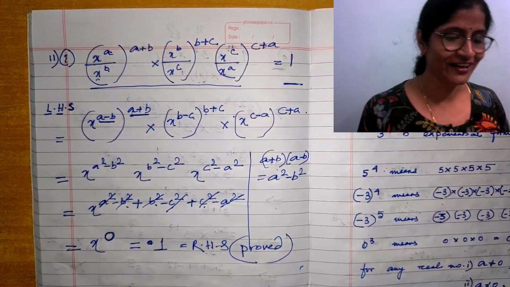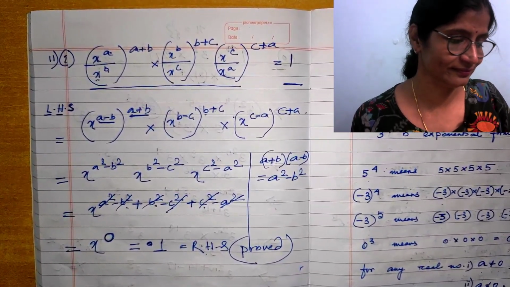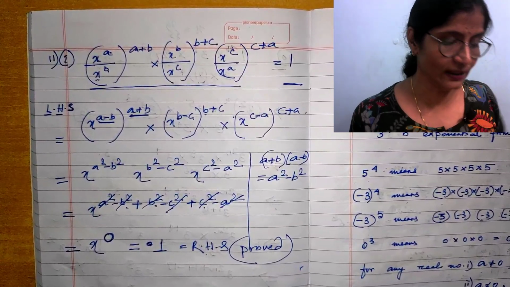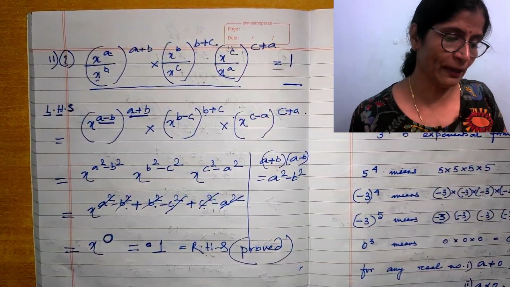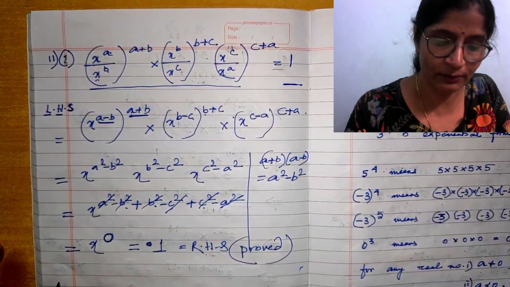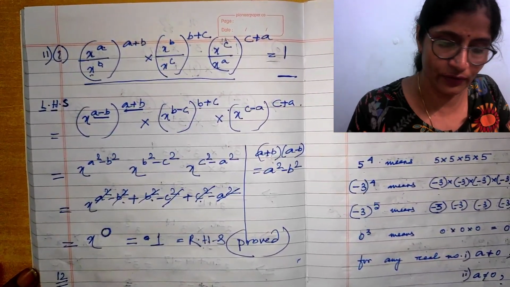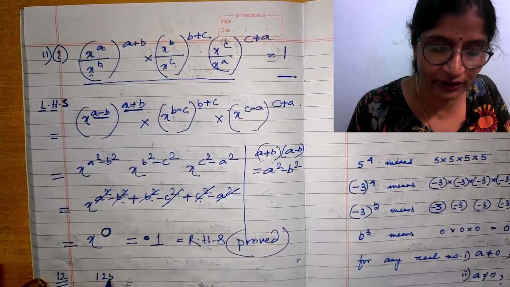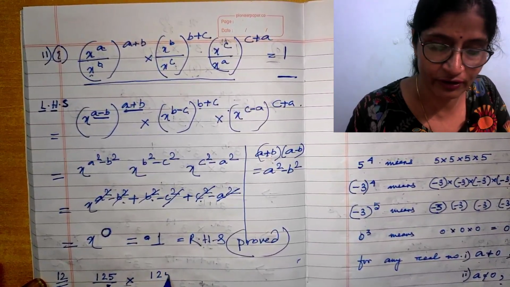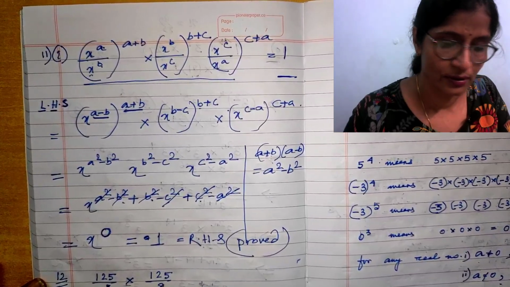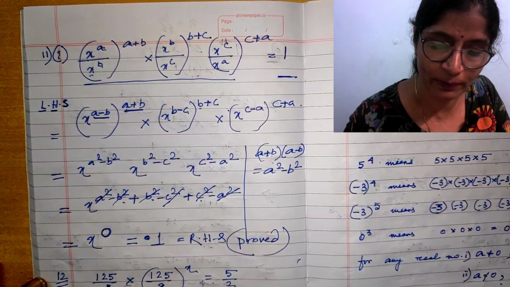In the same way you will do the next sum. Now next again I'll do for you sum number 12, subpart 2. Sum number 12, that is the last sum I am doing for you. 125 divided by 8 into 125 divided by 8 whole to the power x is equal to 5 by 2 to the power 18.